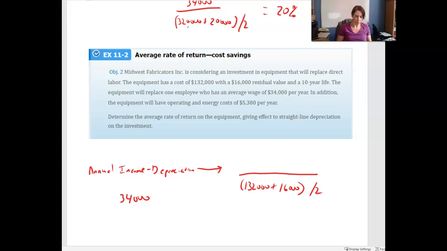All right. You are also going to have to pay for maintenance on the machine, right? $53.80 per year. All right, and I grab that from right here.